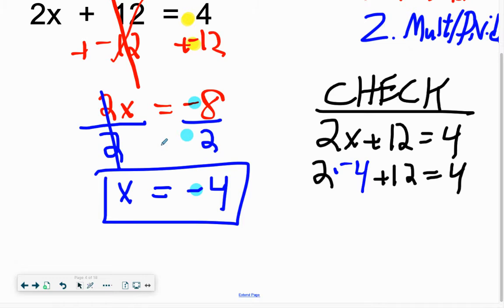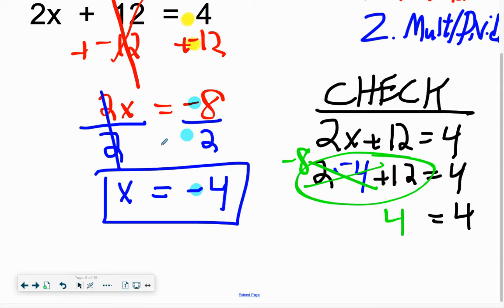So we have 2 times a negative 4, which you could type this whole thing here into the calculator, but I'm going to do PEMDAS. This gives me negative 8. A negative 8 plus a positive 12 gives me 4. Did we get what we were supposed to? Did we get a truth statement? When we plug it in, did we get the number 4? Yes, we did.